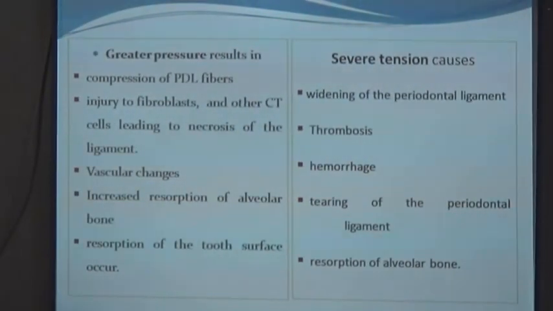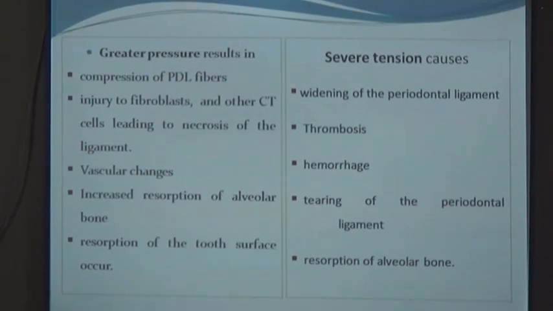Understood? So, the greater pressure results in compression of periodontal ligament fibers. Already I told you that in the periodontal ligament there is a viscoelastic fluid, isn't it? It is compressed now. There is injury to the fibroblasts and other connective tissue, leading to necrosis of the ligament. When there is pressure on the periodontal ligament, the fibroblasts and other fibers get necrosed. There is going to be a necrosis of the periodontal ligament.